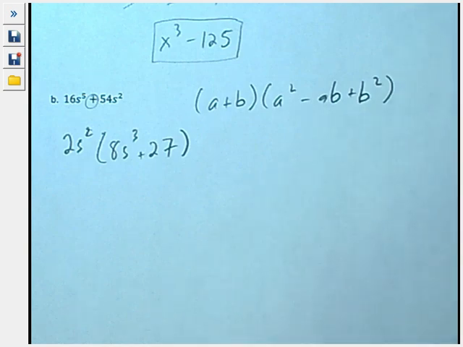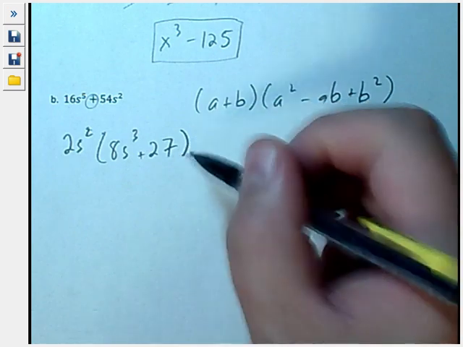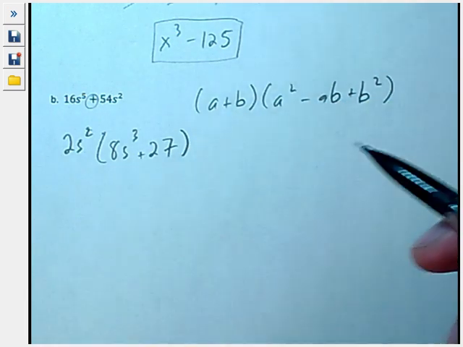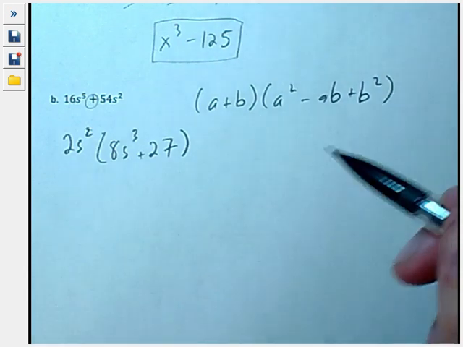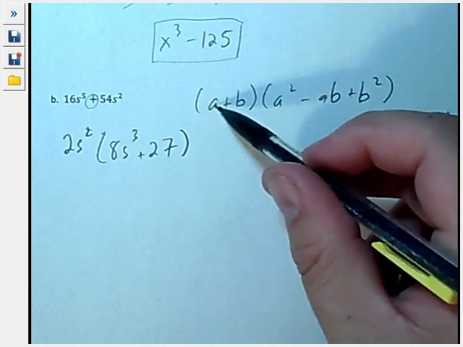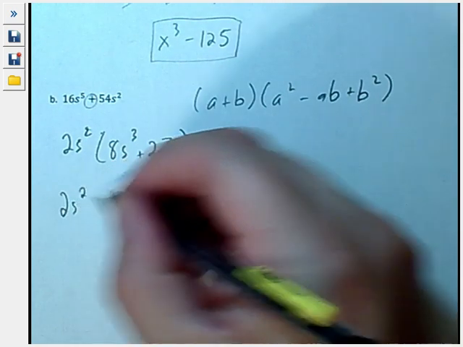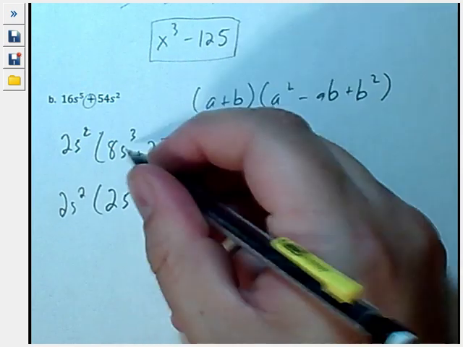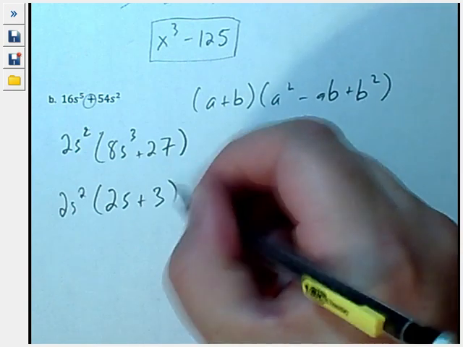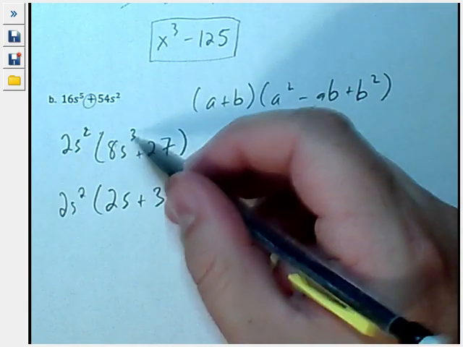Now we can factor this thing down. We took out the 2s squared, and now we can take this and factor it down even more. We've got a plus b, so we're going to take the cube root of a and the cube root of b. Well, the cube root of a is 2s. That's not 25, that's 2s. And the cube root of b is 3. Cube root of 8 is 2. Cube root of 27 is 3. And the cube root of s to the third is just s.